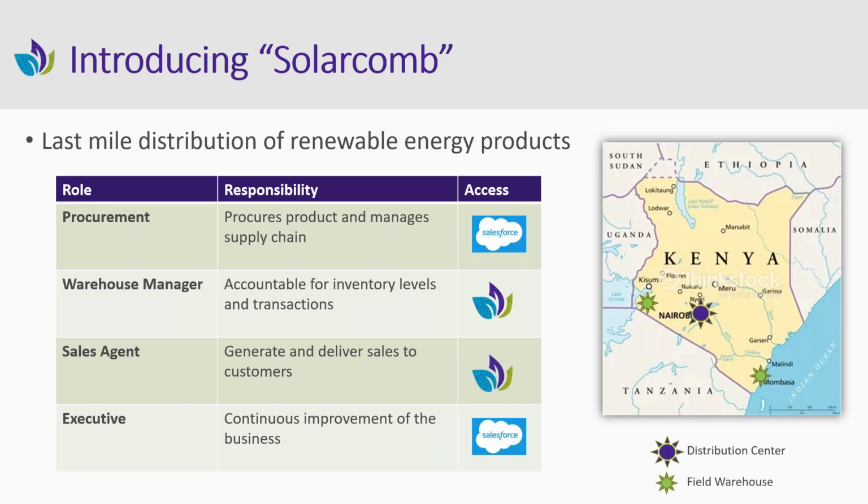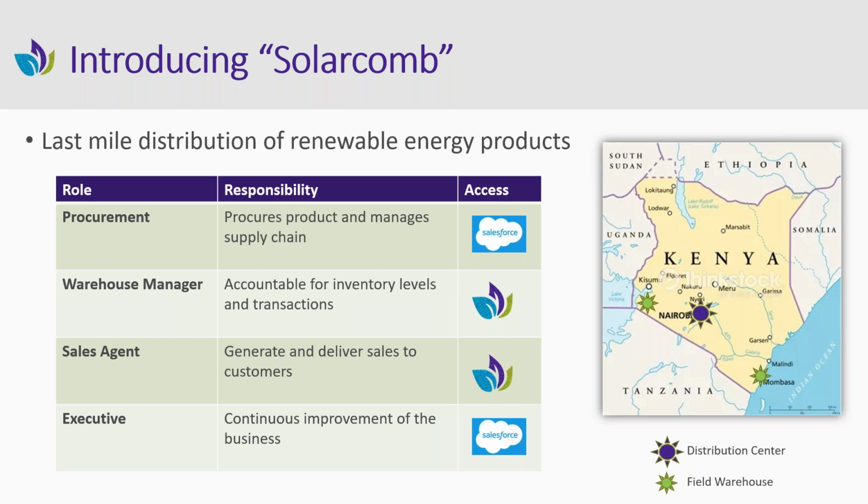So today's demo is from the org of our fictional customer, SolarComb. And SolarComb is a social enterprise that does last mile distribution of renewable energy products. So some of the TaroWorks Enterprise users we're going to be visiting at SolarComb today include a procurement officer who's going to be responsible for vendor and supply chain management, a warehouse manager who's accountable for the inventory and transactions within their warehouse, a sales agent who's going to generate and deliver sales orders, and an executive who's responsible for the physical and operational health of the company. So we'll take a look at interactions with TaroWorks Enterprise from each of those perspectives.